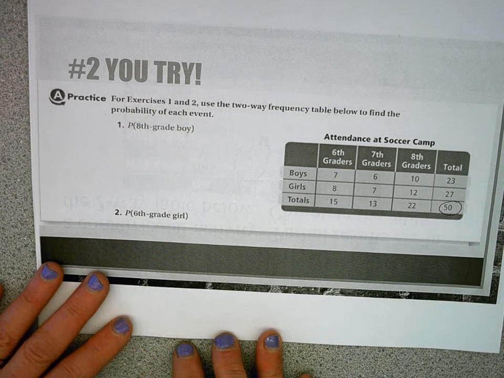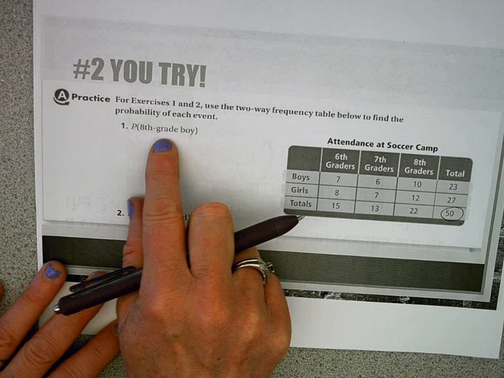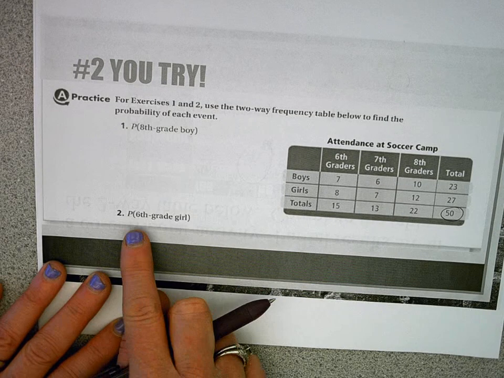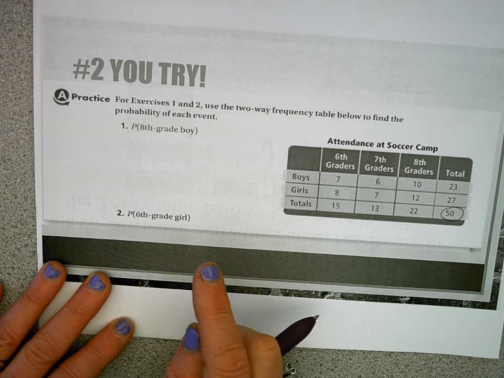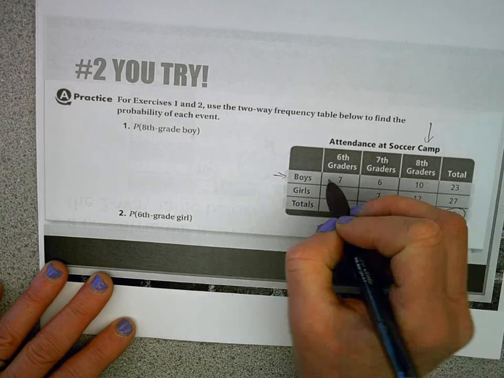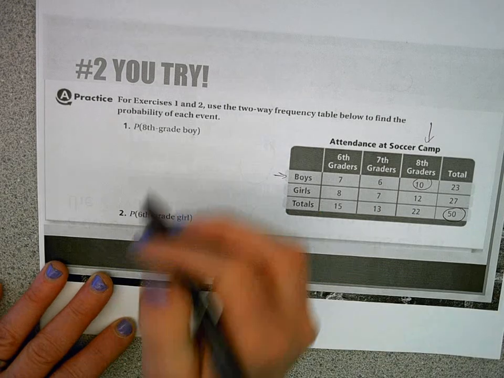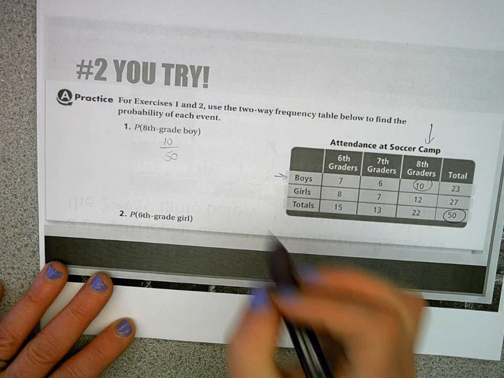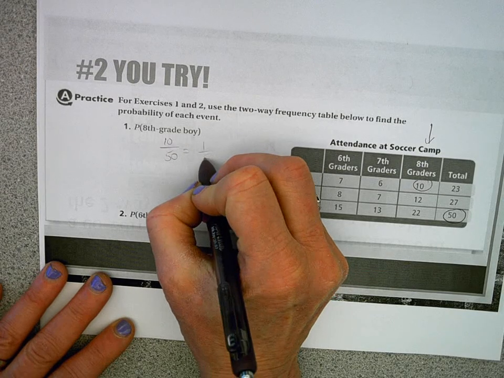We're going to look at probabilities of 8th grade boy. So again, that's "and," 8th grade and boy. So we're looking for that overlap. And then we're going to do 6th grade and girl. So 8th grade boy, we're looking at the overlap right there. So there's 10 out of 50, which is 1/5.